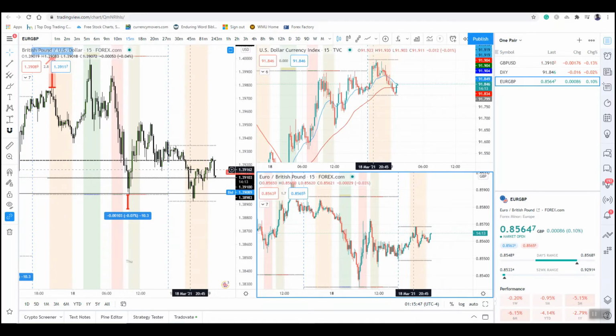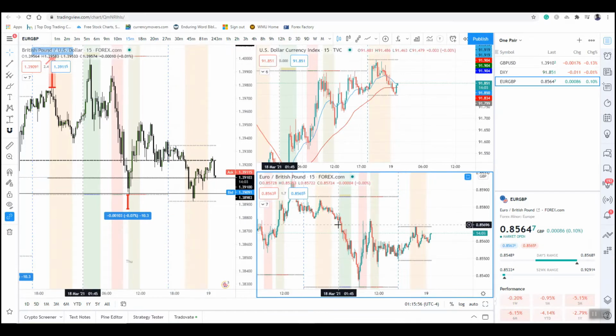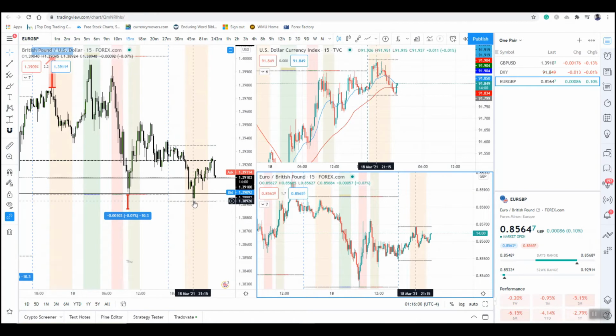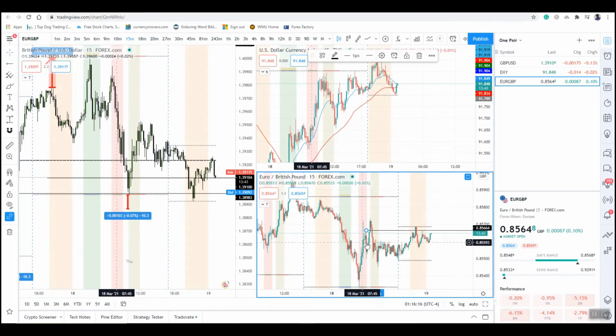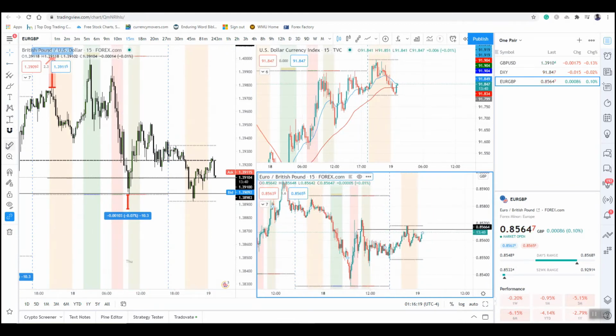And what you see here is something very profound. You see how this made a low, right? When you look at the cross here, the US dollar index also made a high and the Euro GBP also made a high. Now, something to pay attention to, and I said this in the previous videos, is the supply. If you know that there's supply and demand for the pound at this zone, and the supply of euros here.